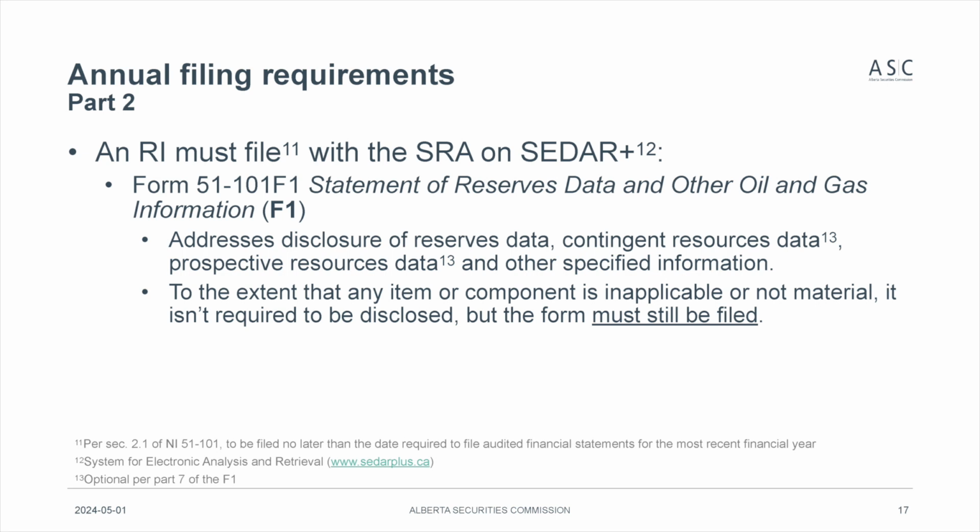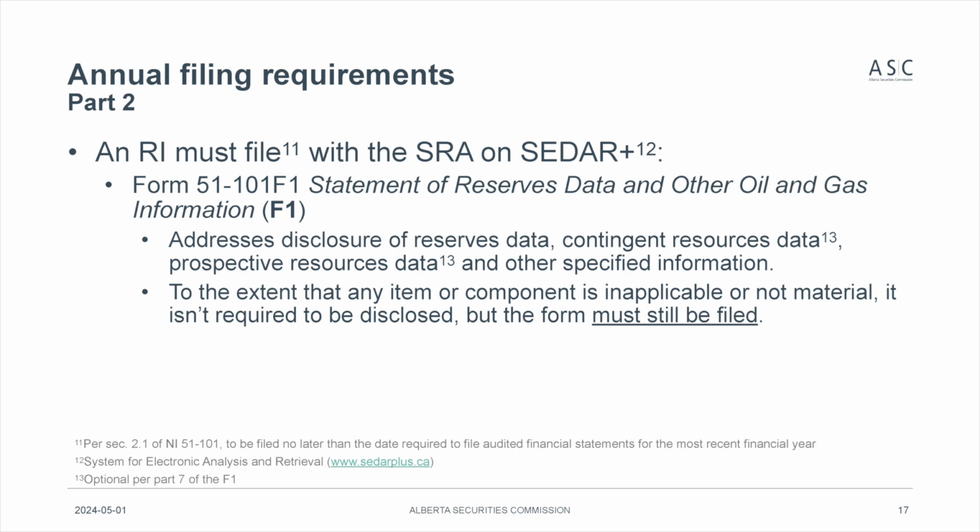It's important to note that to the extent that any item or component specified in the F1 does not apply to the issuer or it's not material, it is not required to be disclosed in the form. So for example, an issuer may determine that they had no reserves, but they're still engaged in oil and gas activities, and they therefore may be subject to the requirements of the F1, for example, under Part 1, relevant dates, and Part 6, other oil and gas information.